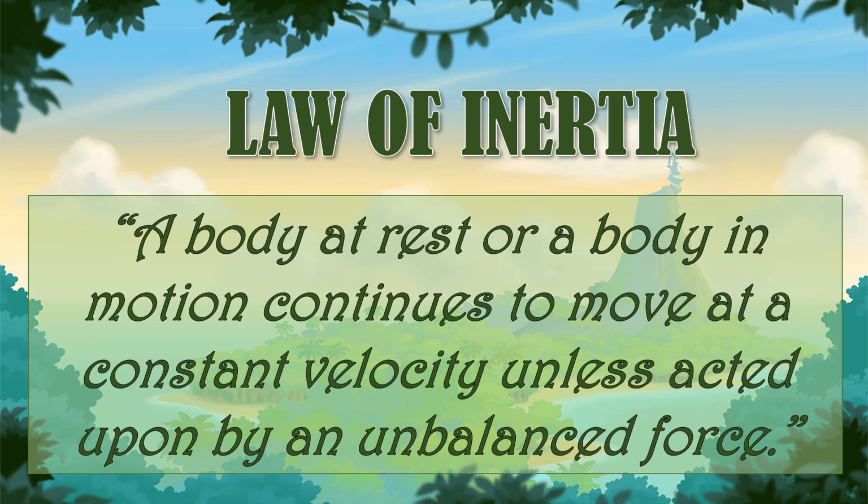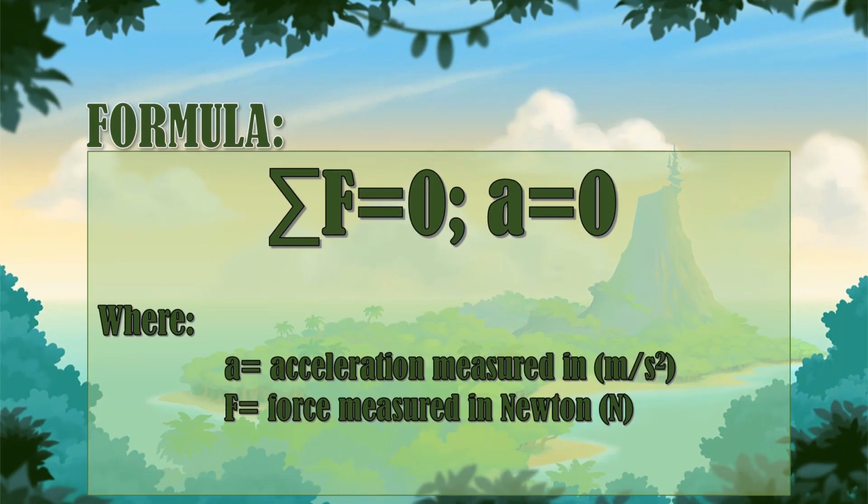Newton's first law tells you that a moving object retains its state of motion because of inertia, or the tendency of a body to resist a change in its motion. Remember, objects with greater mass have greater inertia. Formula, we have the summation of F is equal to 0 and a is equal to 0, where F is the force measured in Newtons and a is the acceleration measured in meters per second squared.